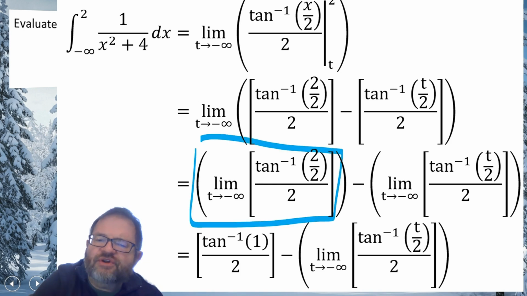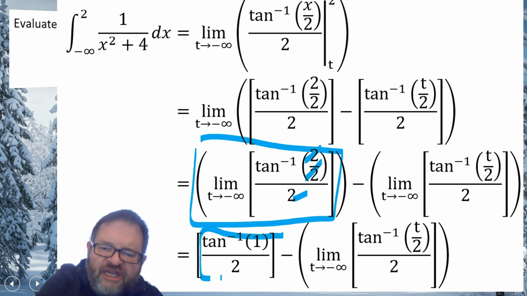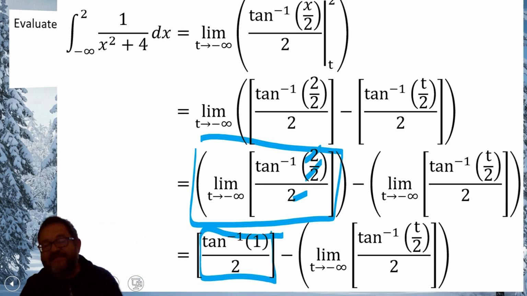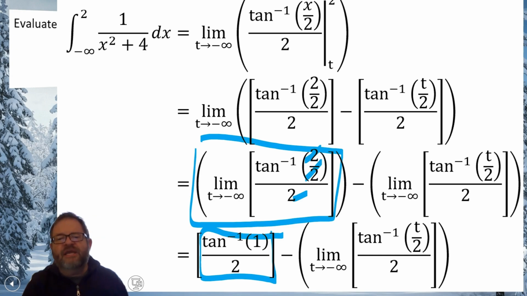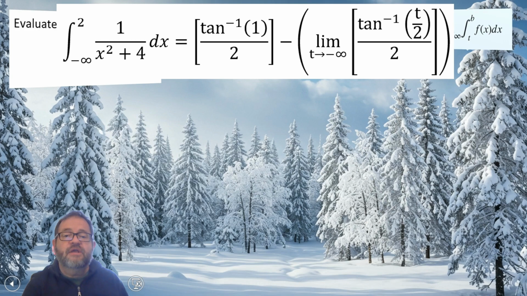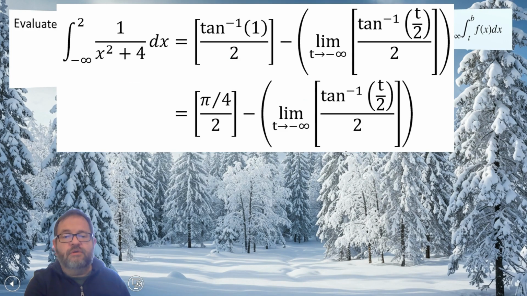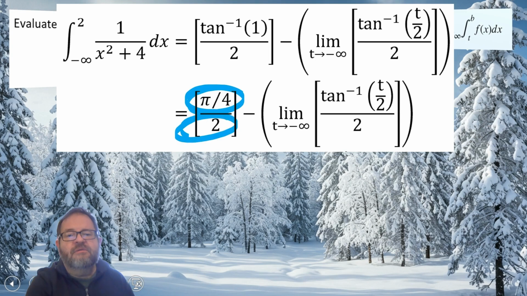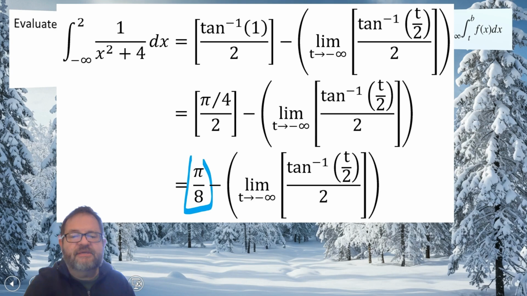This guy is not such a horrible thing. See, everything over here is a constant. There's no t's in any of this. It's just going to be the inverse tangent of 1 over 2. Well, the limit of that is just going to be inverse tangent of 1 over 2. Now we got to take some thinking as to what that is, but it was the limit of a constant. The limit of a constant is just the constant itself. So we've got the inverse tangent of 1 over 2. Inverse tangent of 1 is pi over 4 divided by 2. Pi over 4 divided by 2 is pi over 8. So far, so good.